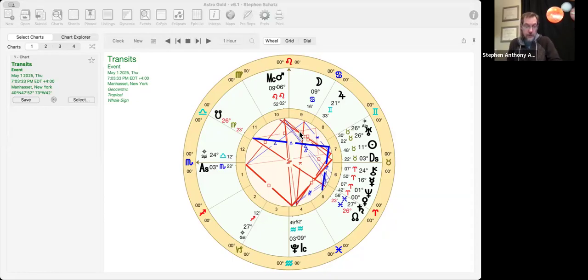Then we get to the 6th harmonic aspect, which is the sextile, which is 60 degrees apart. Now, I'm going to share this with you, the sextiles.